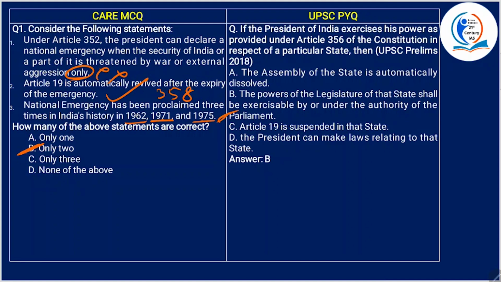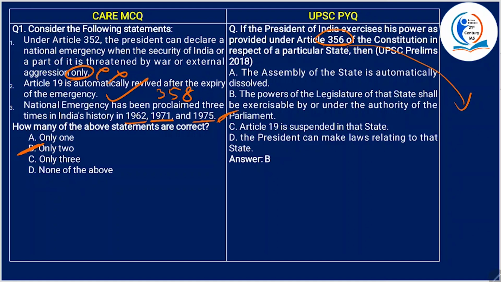Now, if the President of India exercises his power as provided under Article 356 of the Constitution in respect of a particular state, then the Assembly of the state is automatically dissolved. See, first of all, what is this Article 356?